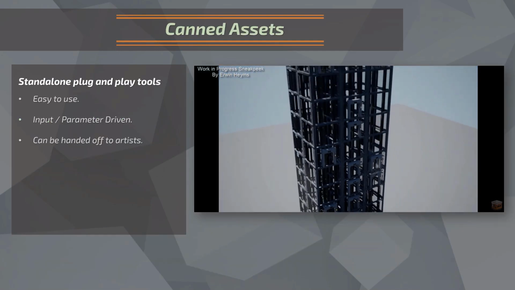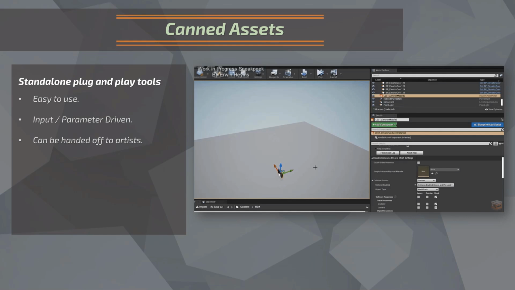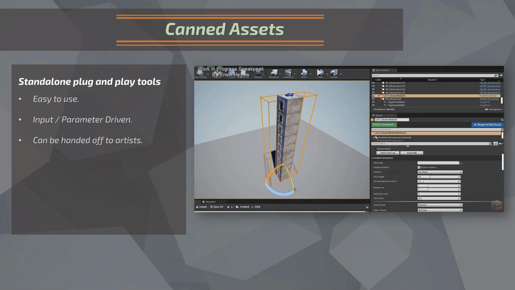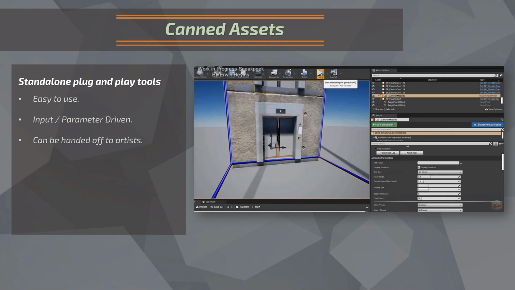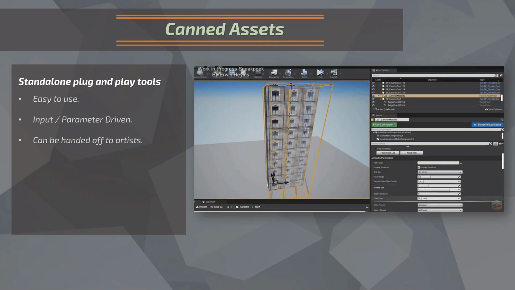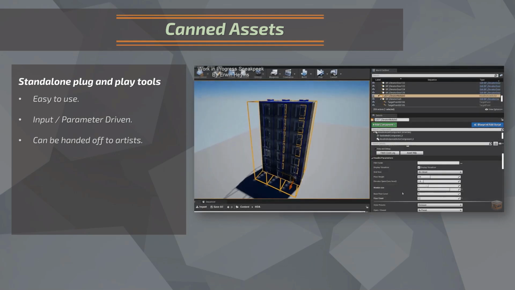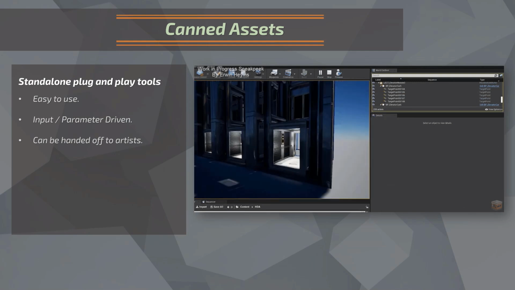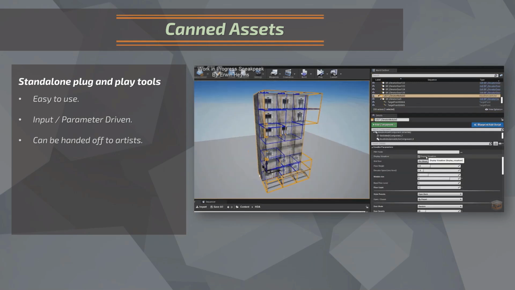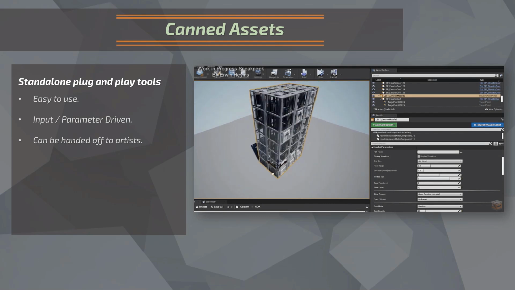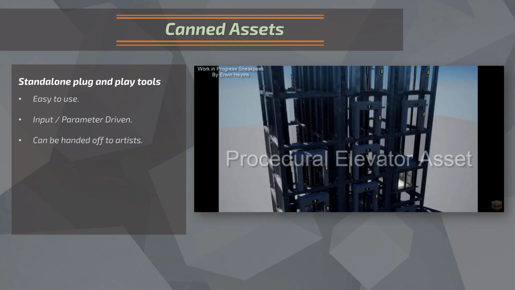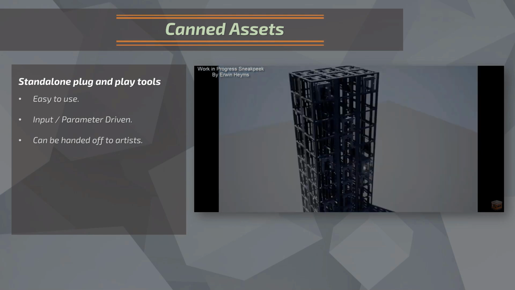So the first one, like I mentioned, is the canned assets. And the canned assets are basically these tools that you can just drop down into your scene. If you have the Unreal Engine, you can grab it from your content folder, drag it into your scene, and it will start building something. For example, this is an elevator builder, and the idea is that you can just drop it down and configure it, and it will just run.